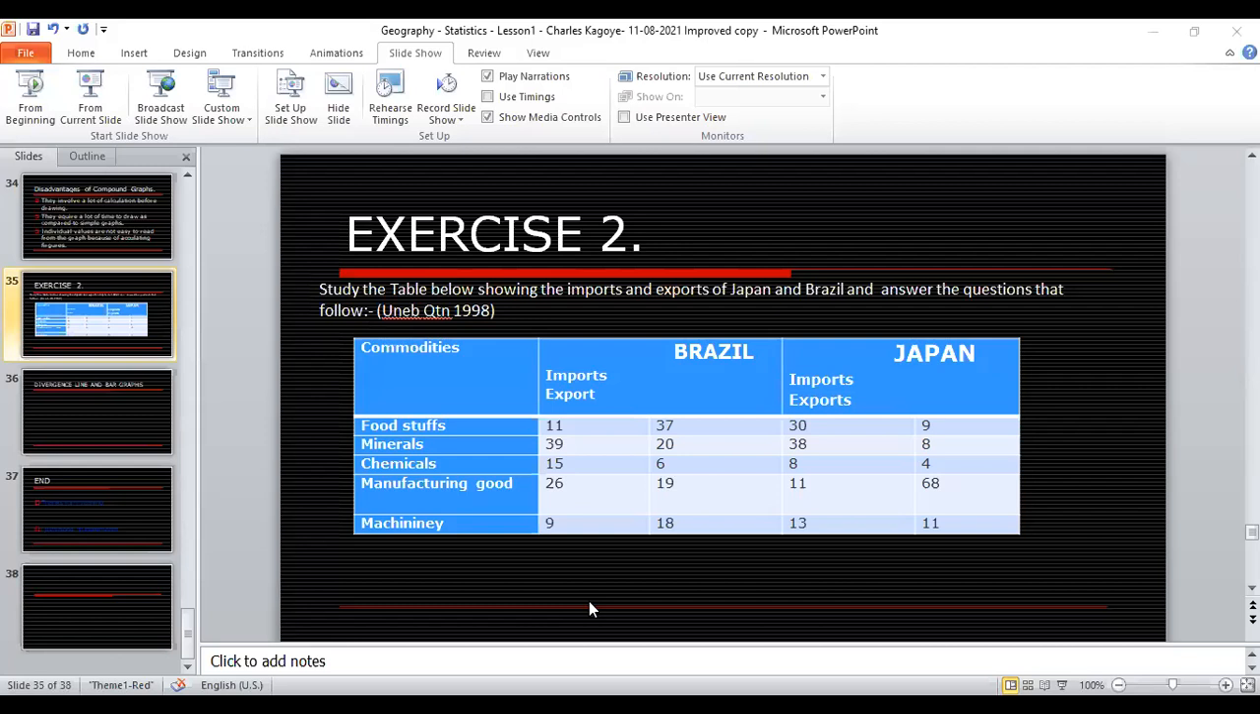How about if they say the trade pattern, like in Brazil or Japan? I'm not getting your question. If they say the trade patterns, yeah, like in Brazil or Japan.